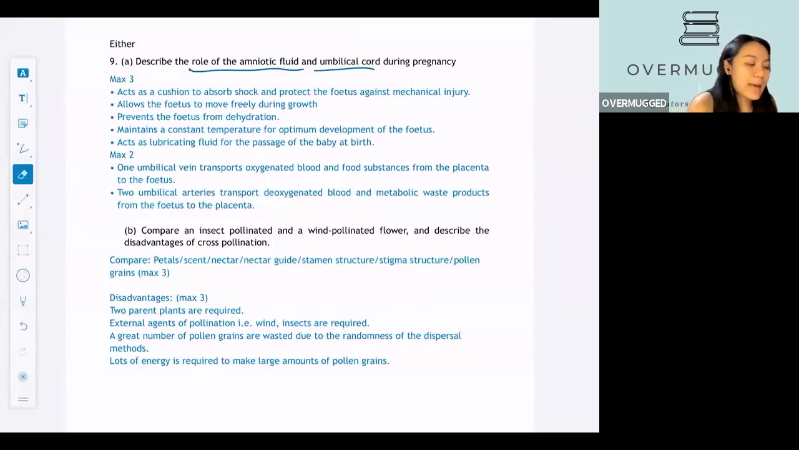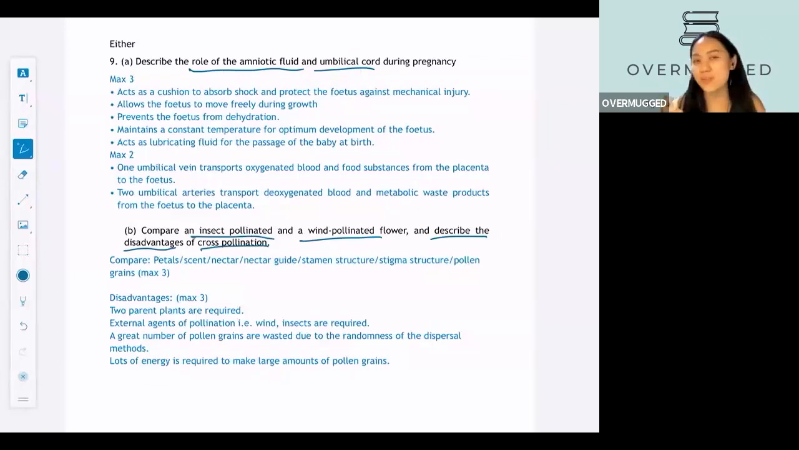Okay, compare an insect pollinated and wind pollinated flower. Here there are a bit more points, and then describe the disadvantages of cross-pollination. So this is a two-part question. I do like to set two-part questions. First part you compare, and second is to describe the disadvantages. For the compare, there are a lot of things you can compare. I was lazy, so I just listed it out because it's also in the notes.